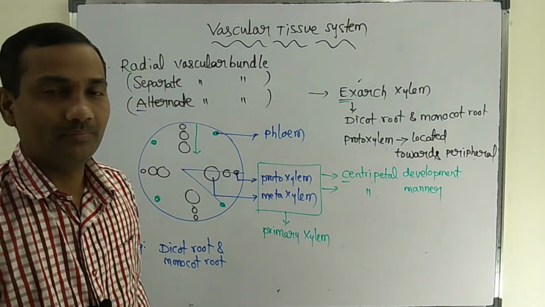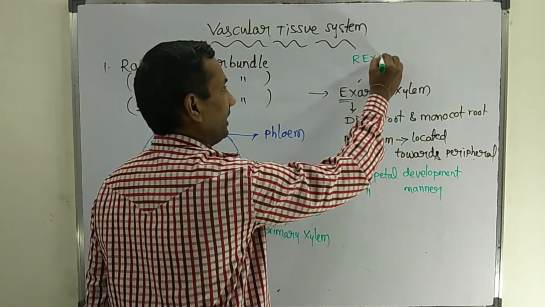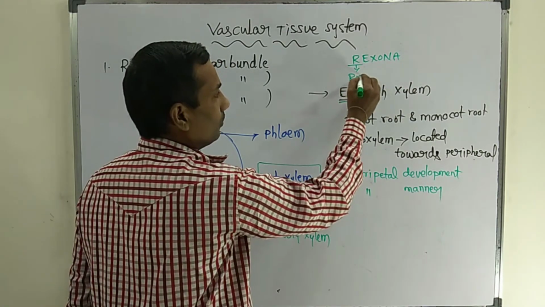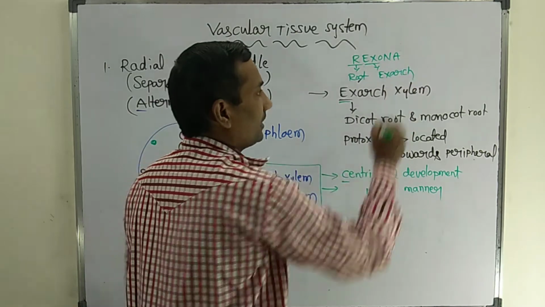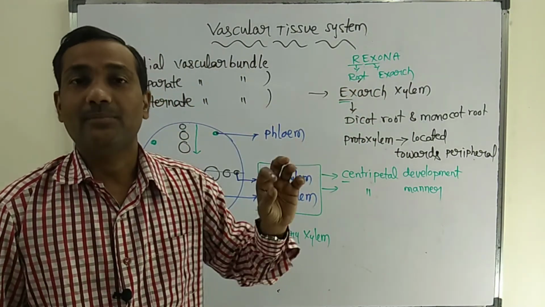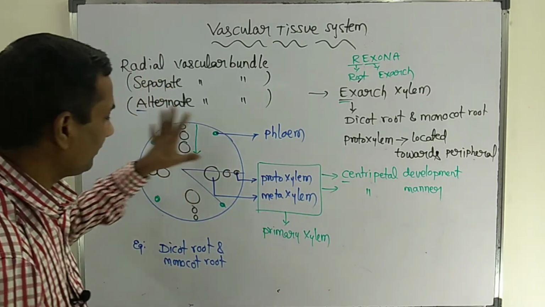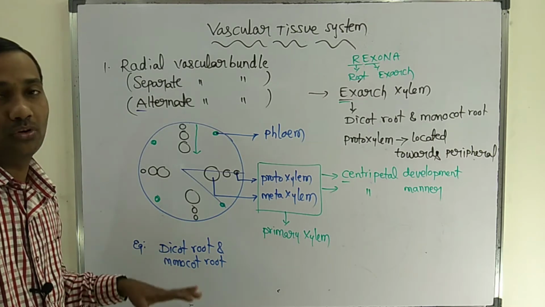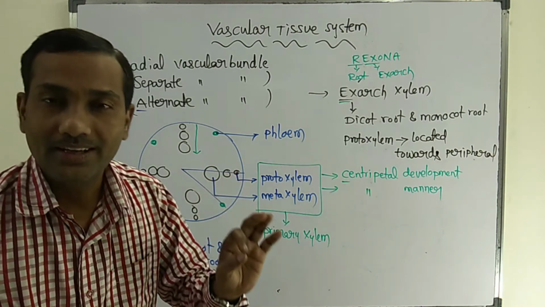How to remember? It is easy to remember. I am telling one trick. Rhexonaso. R stands for root. EX means exarch. Easy to remember this trick. Exarch xylem is found in dicot root and monocot root. This type of vascular bundle can be seen in higher plants like dicot root and monocot root. It cannot be seen in stem, only root.